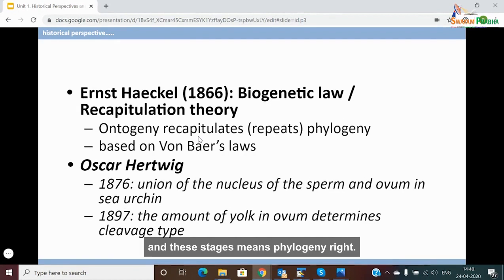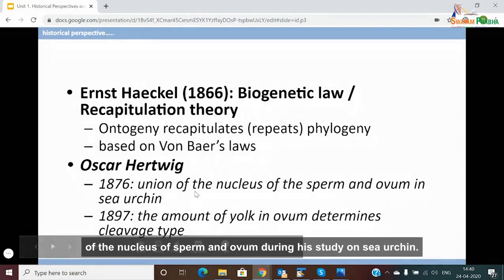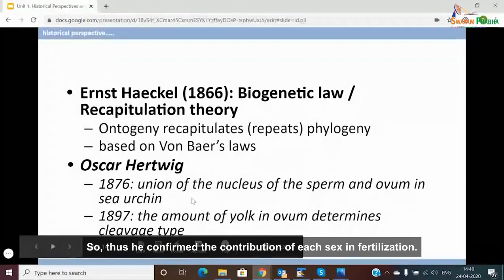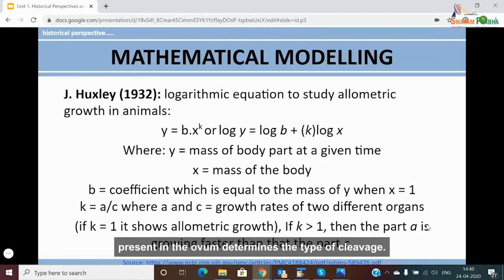Then in 1876, Oscar Hertwig described the mechanism of union of the nucleus of sperm and ovum during his study on sea urchin embryos. So thus he confirmed the contribution of each sex in fertilization. In 1897, he demonstrated that the amount of yolk present in the ovum determines the type of cleavage. Next were the scientists who contributed in the field of mathematical modeling in studying embryology.